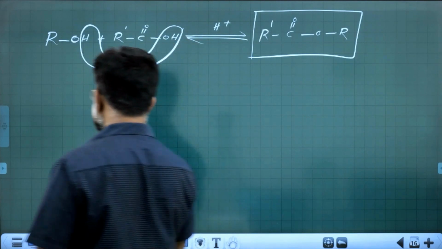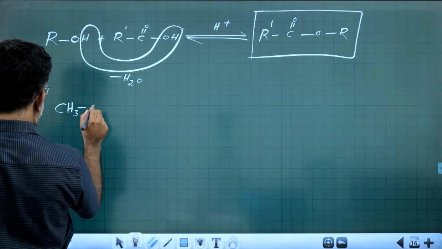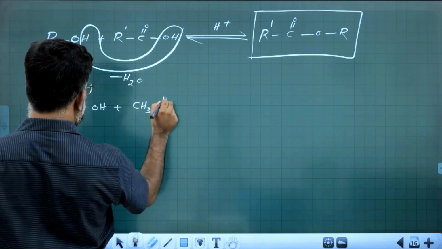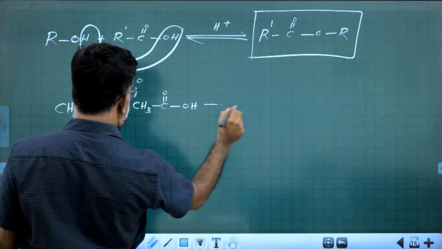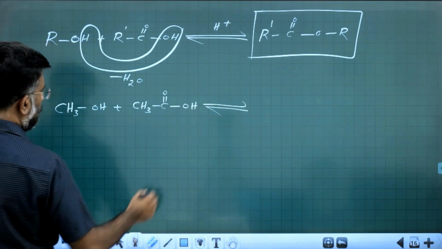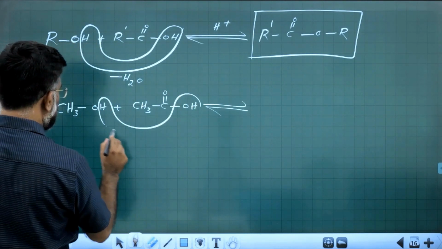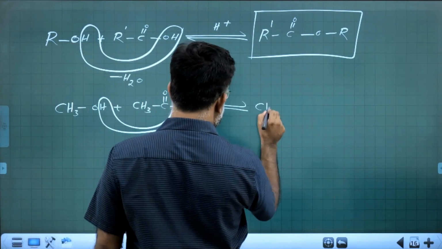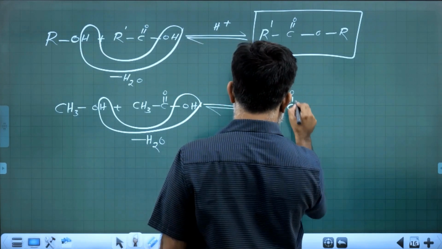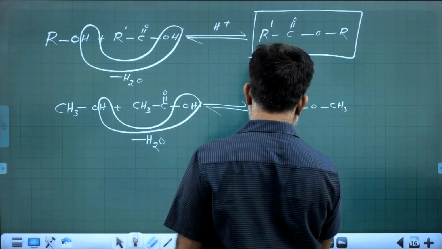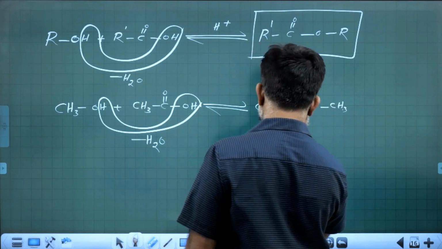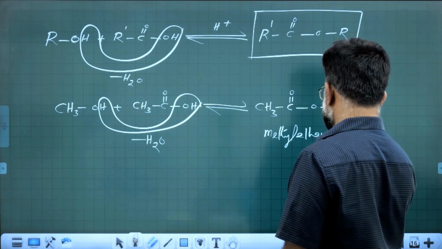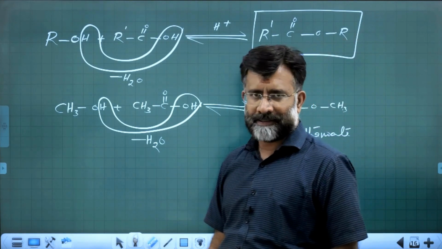So when a carboxylic acid interacts with an alcohol, you get an ester. Say for example, CH3OH treated with CH3COOH. This OH and H go out as water. And what do you get? CH3COOCH3, methyl ethanoate, or methyl acetate.